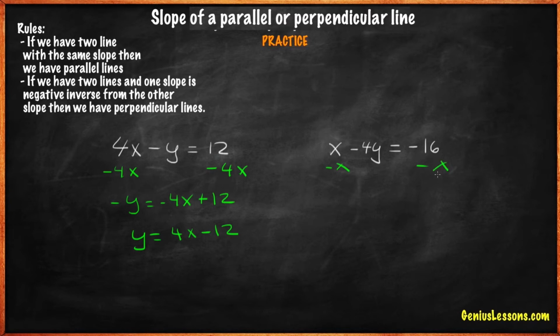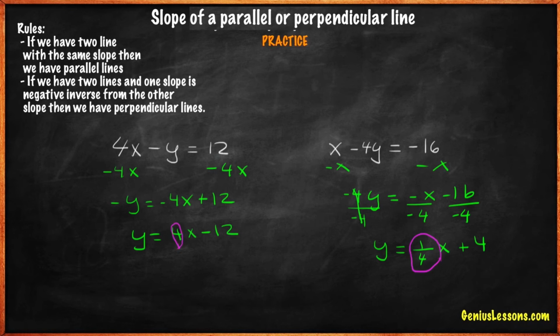Second line, we subtract x from both sides. We end up with negative 4y equals negative x minus 16. We divide both sides by negative 4. Slope of the first line is 4. Slope of the second line is 1 over 4. The second slope is the positive inverse of the first one. That means these are neither perpendicular nor parallel lines.